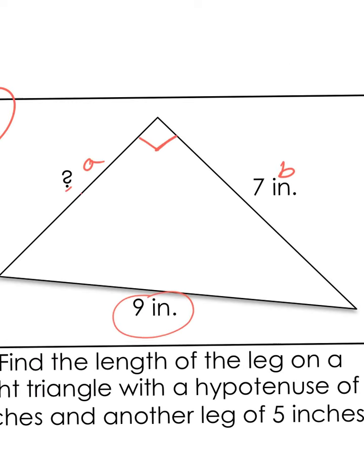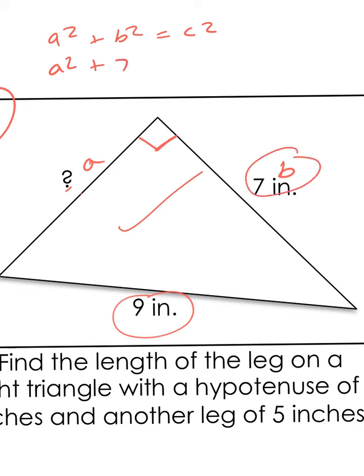So let's go ahead and solve this problem. Let's set this up again. I have A squared plus B squared is equal to C squared. I don't know what A is, and I do know that B is 7 inches, so I'm going to plug that in. My C is 9 inches, so I'm going to plug that in. So A squared plus 7 squared, which is 49, is equal to 81. I'm going to subtract 49 from both sides, and I end up getting A squared is equal to 32.